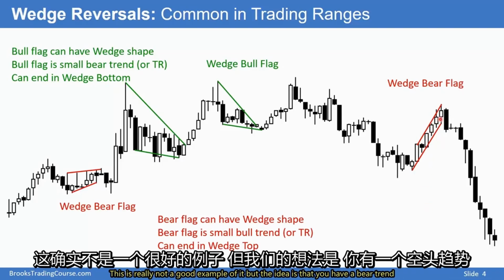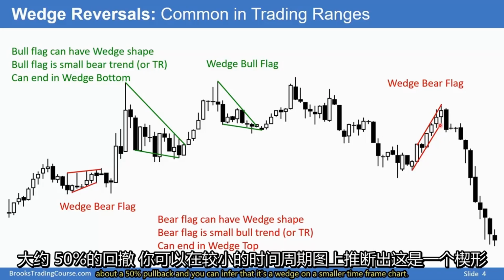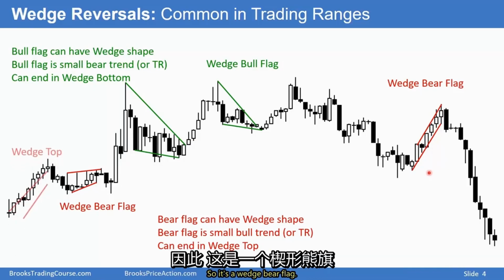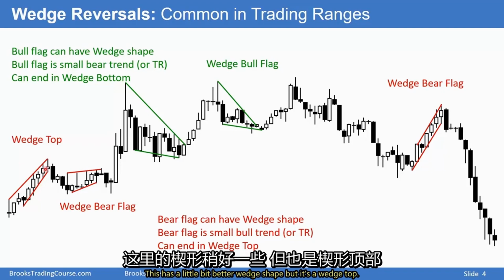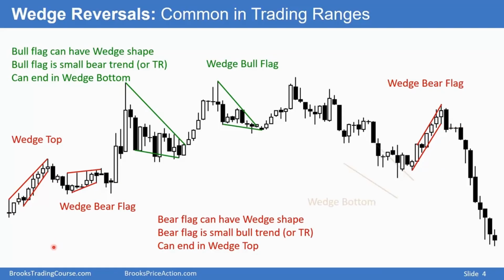This is really not a good example of it, but the idea is that you have a bear trend, about a 50% pullback, and you can infer that it's a wedge on a smaller time frame chart. So it's a wedge bear flag. The same is true here. This has a little bit better wedge shape, but it's a wedge top. Wedge bottom.